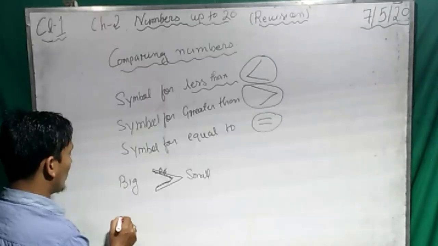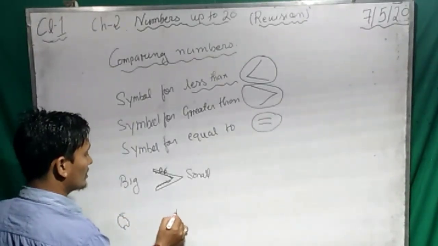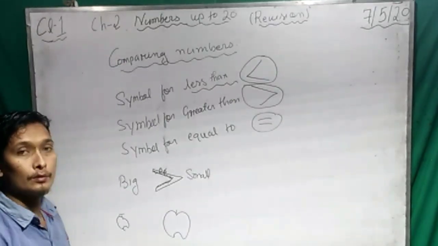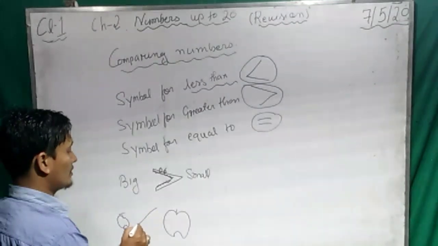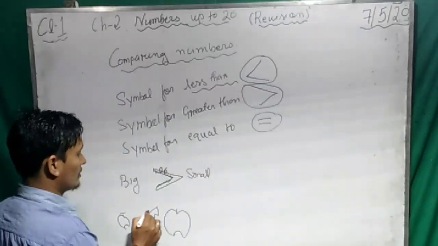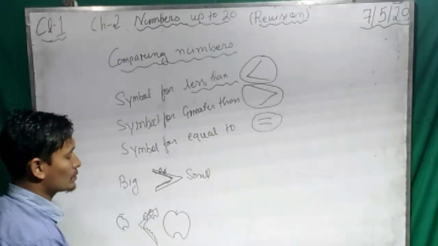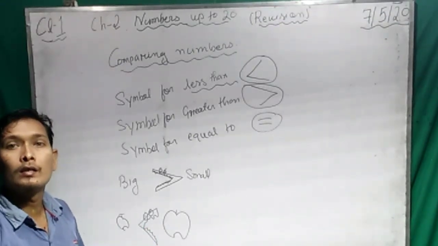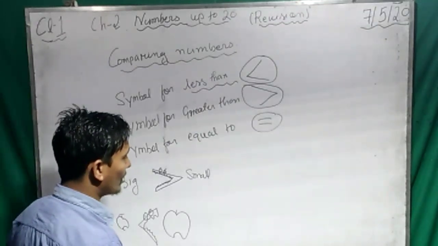Suppose this is a small apple and this is a big apple. So which one does the alligator love? Yes, the greater, the bigger one. So he loves to eat the bigger apple. That is why the mouth is always open towards the bigger thing. Clear, students? So let's take one more.